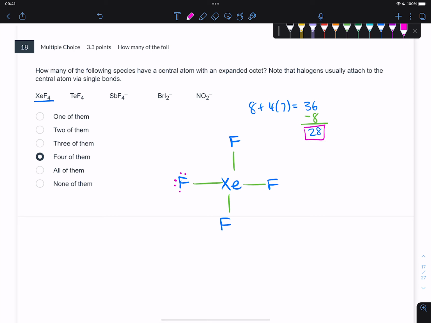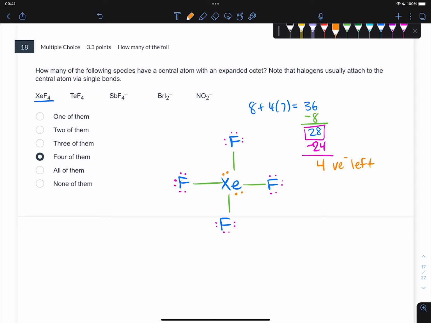1, 2, 3, 4, 5, 6, 7, 8, 9, 10, 11, 12, 13, 14, 15, 16, 17, 18, 19, 20, 21, 22, 23, 24. I've just used up 24. That leaves me with 4 remaining. Oops, 4 valence electrons left. And where do you put them? You've used up all the bonds that exist. You used up all the space around fluorine. The only other place is to put those lone pairs around the xenon.